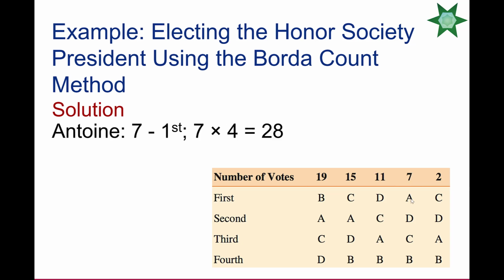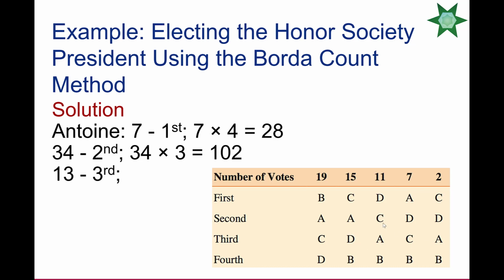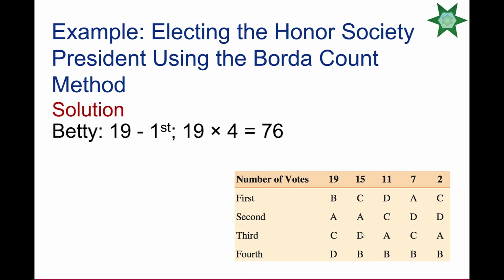Antoine had 7 first place votes, so that gives him 7 times 4, 28 points. Antoine had a lot of second place votes. He had 34 second place votes. 34 times 3 gives him 102 points. He has 13 third place votes, and they're worth 2 points each, so that's 26 points. He doesn't have any last place choices, so his total, if we add up 28 plus 102 plus 26, we get 156 points.